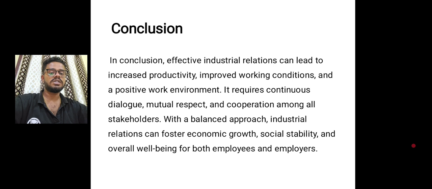With a balanced approach, industrial relations can foster economic growth, social stability, and overall well being for both employers and the employees.